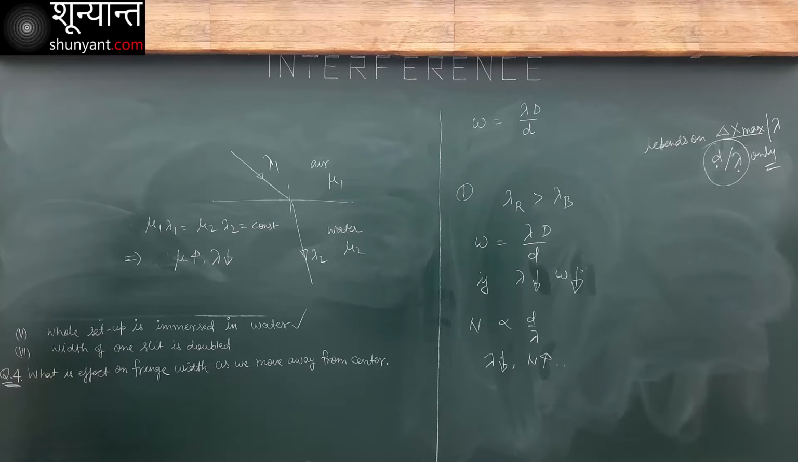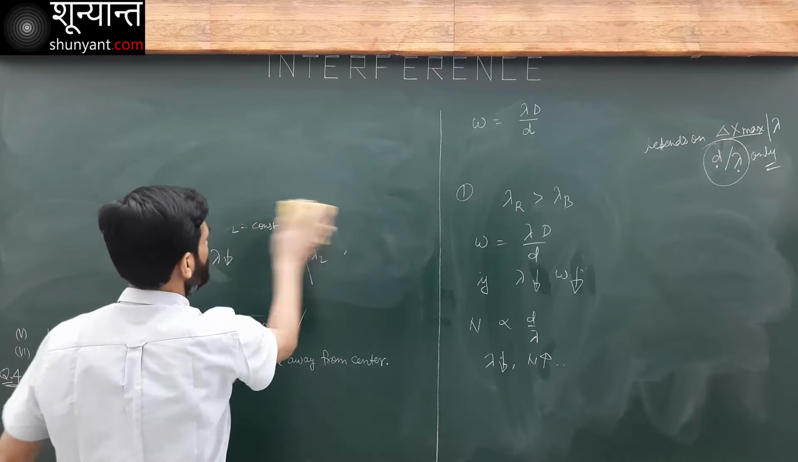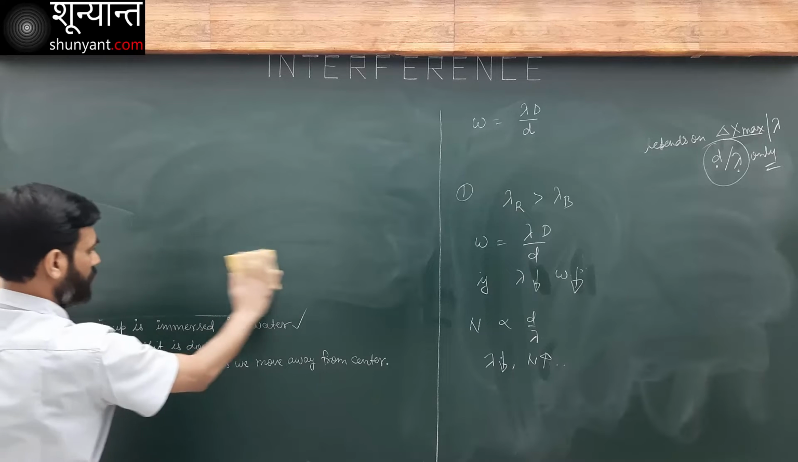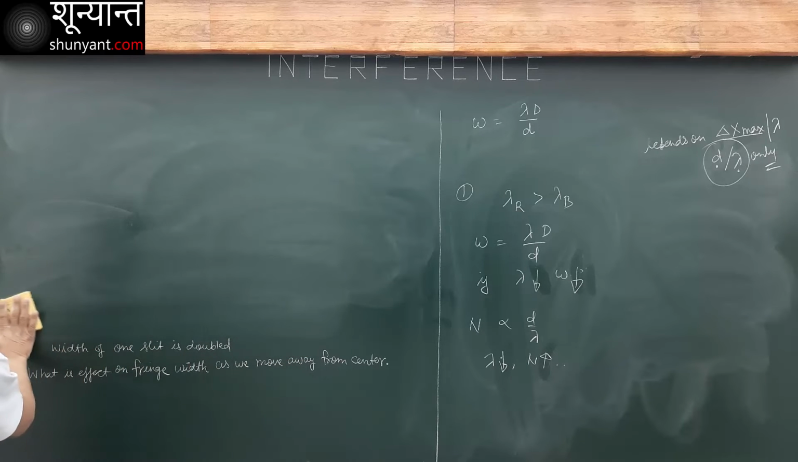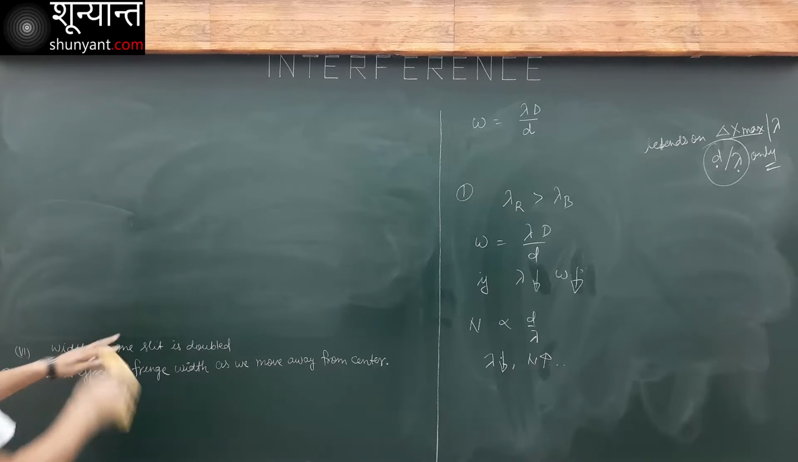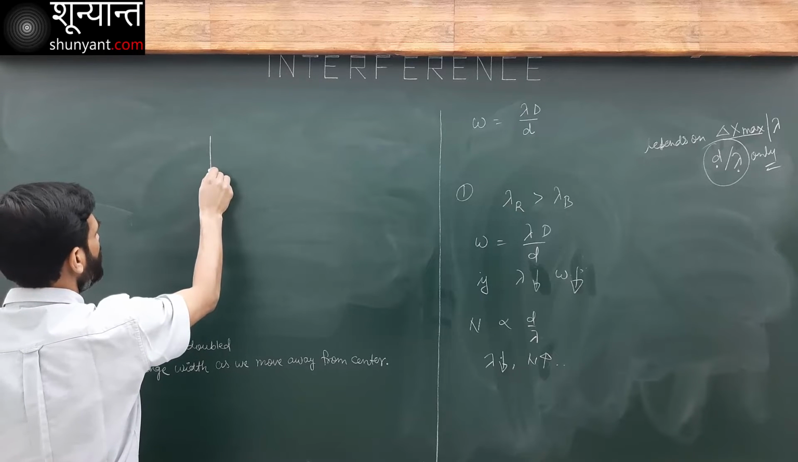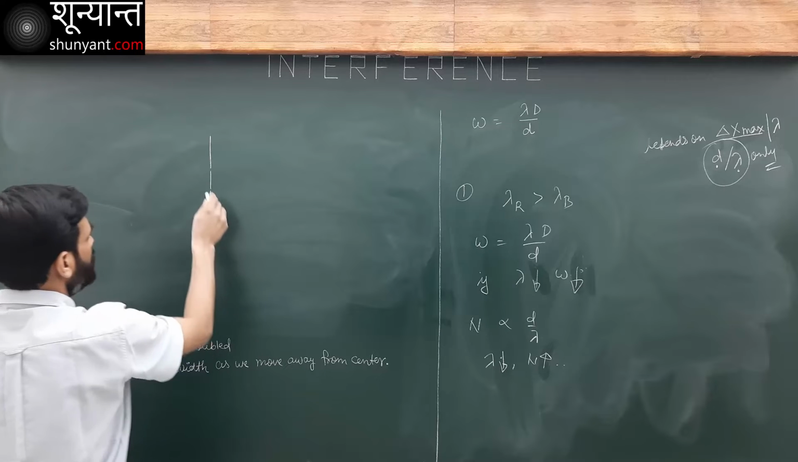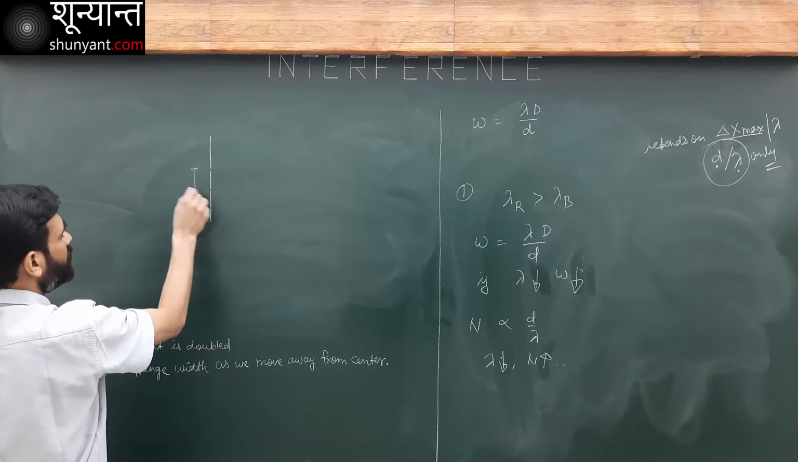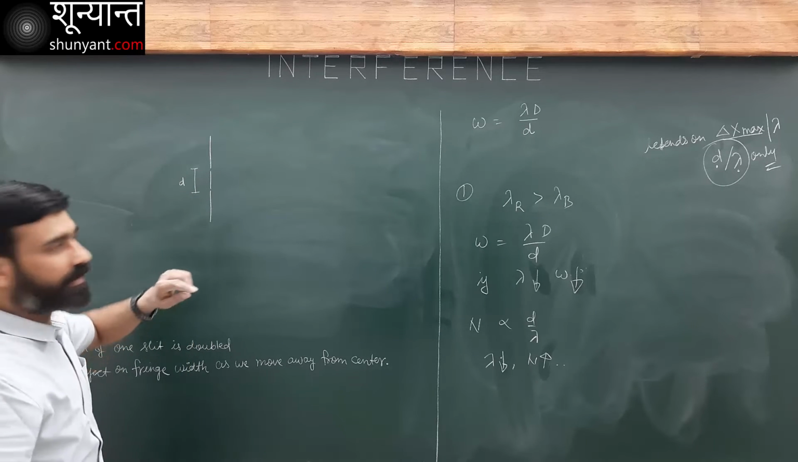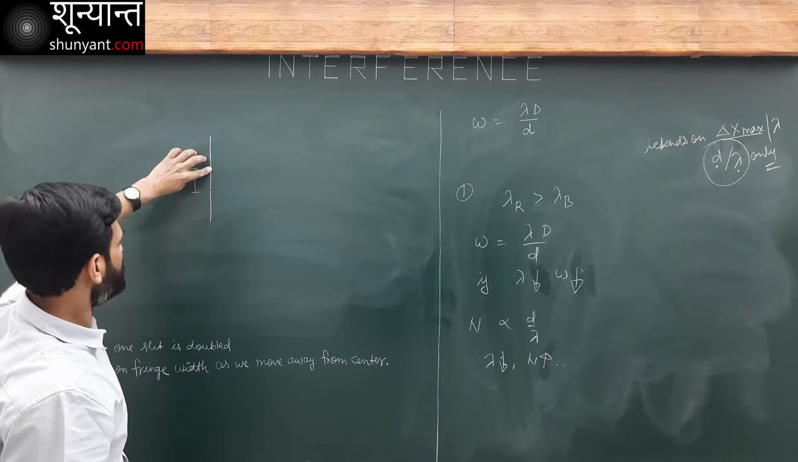Width of one slit is doubled. Now what is the effect of that? So if I have this slit here, there is certain distance between them, small d. Now if I increase the width, understand this.